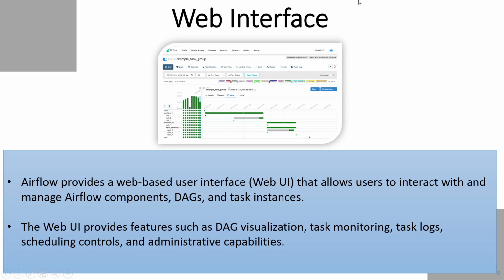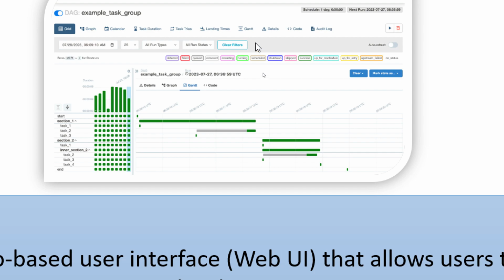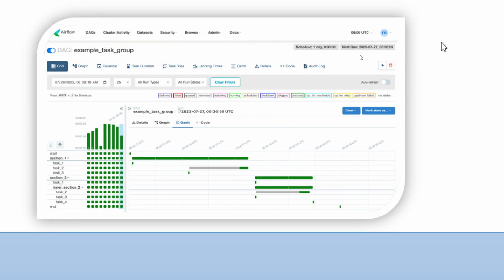Suppose you are overseeing a team of data engineers managing multiple data pipelines using Airflow web UI. You can visually monitor the progress of various DAG runs, check task statuses, and view task logs in real time. This visibility allows you to identify bottlenecks, troubleshoot issues efficiently, and make informed decisions to optimize workflow performance, all through a user-friendly interface accessible via a web browser.